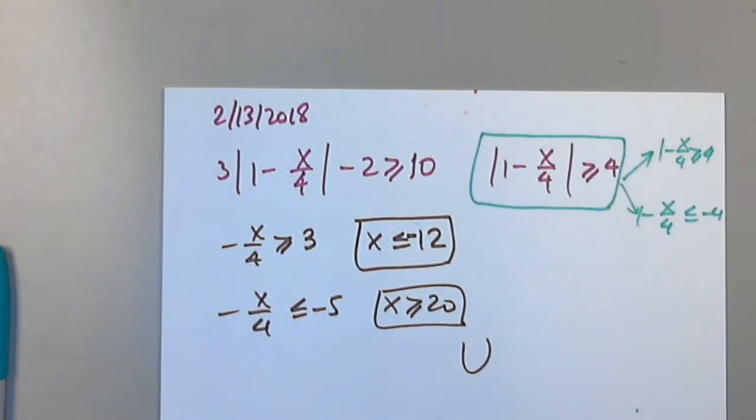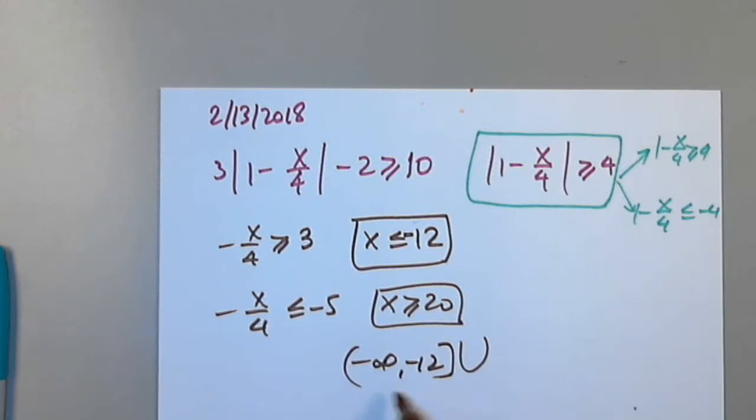So I have to have the union. Every time I have the outside, the solution has to have the union. Okay? So this one first, negative infinity to negative 12, and this one last.